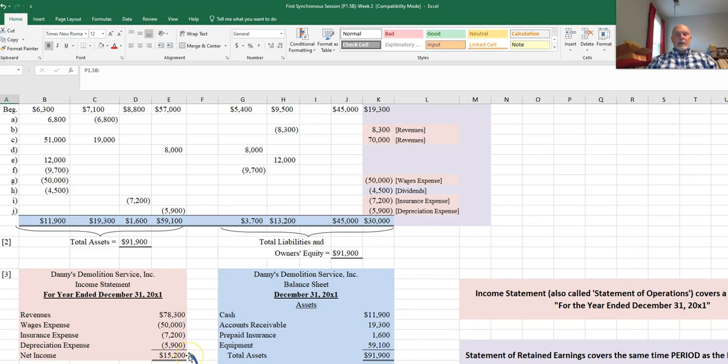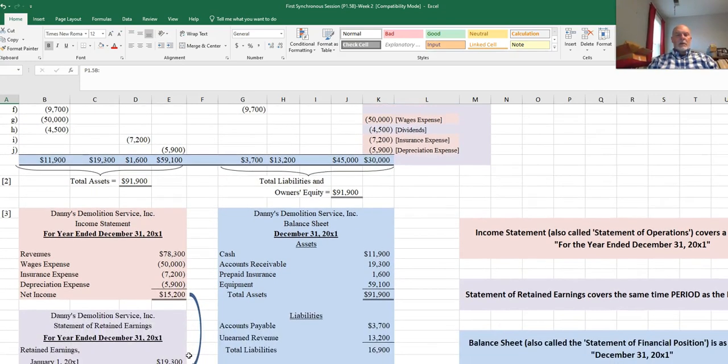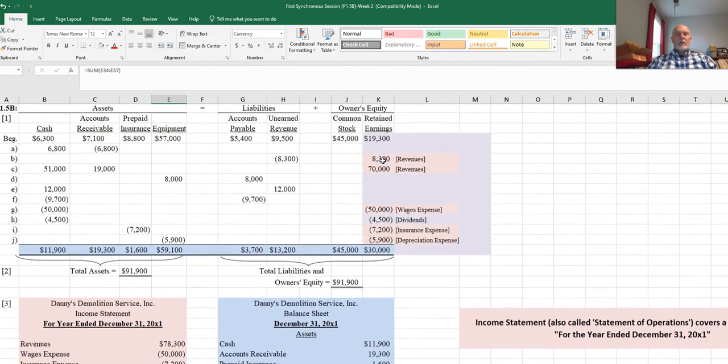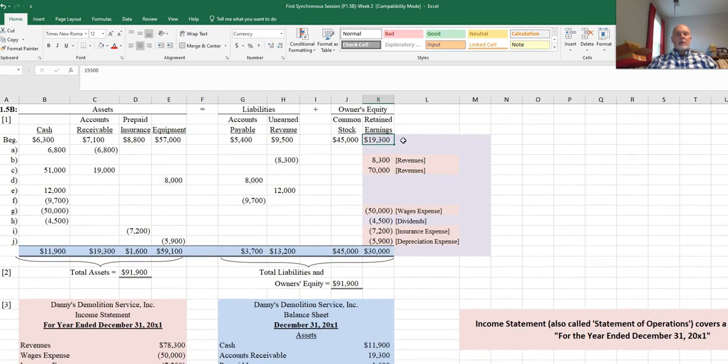After you calculate the income, we're going to carry the net income to the statement of retained earnings. The statement of retained earnings summarizes how we got from the number at the top of the column, 19.3, to the number at the bottom of the column, 30,000. You can see that up here. We started with 19.3. That was the retained earnings that carried over from the end of last period. And then we had some revenues, expenses, and dividends, so we got down to 30,000.